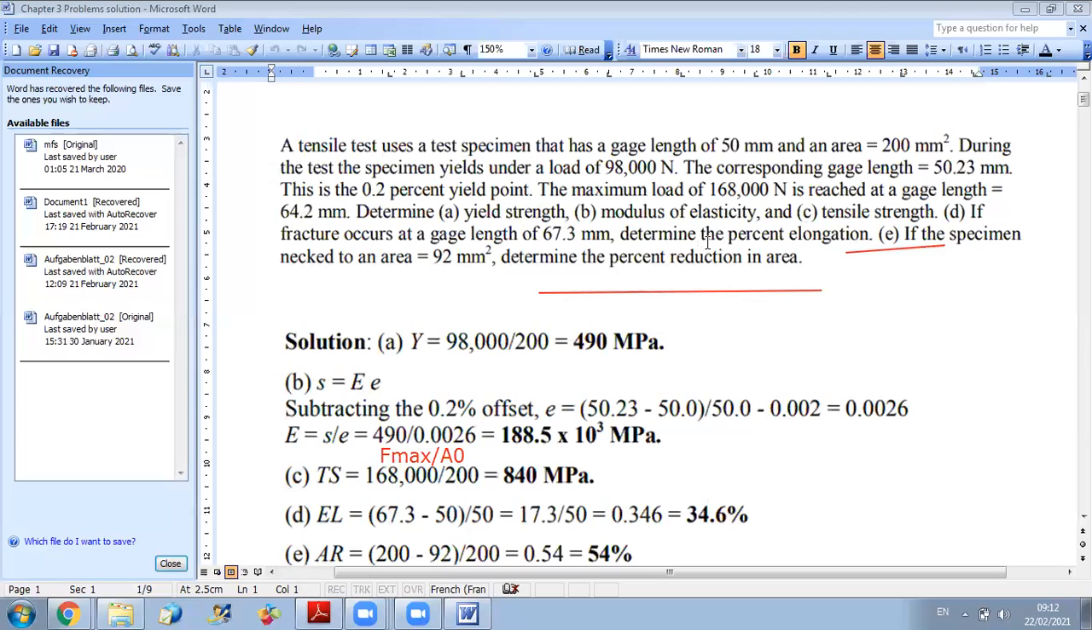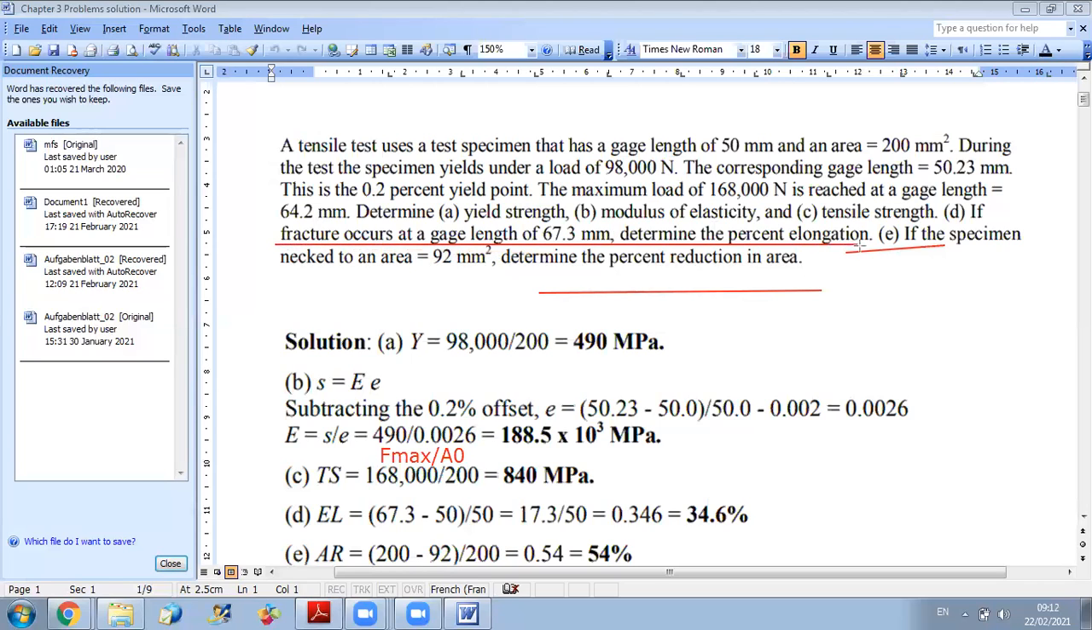Just one second, guys. In general, the elongation is asked for at the fracture point. They can ask you what is the value of epsilon at the maximum load, but when they ask for the percent elongation, it is for the final point. So which length should I take? I should take the length at fracture.